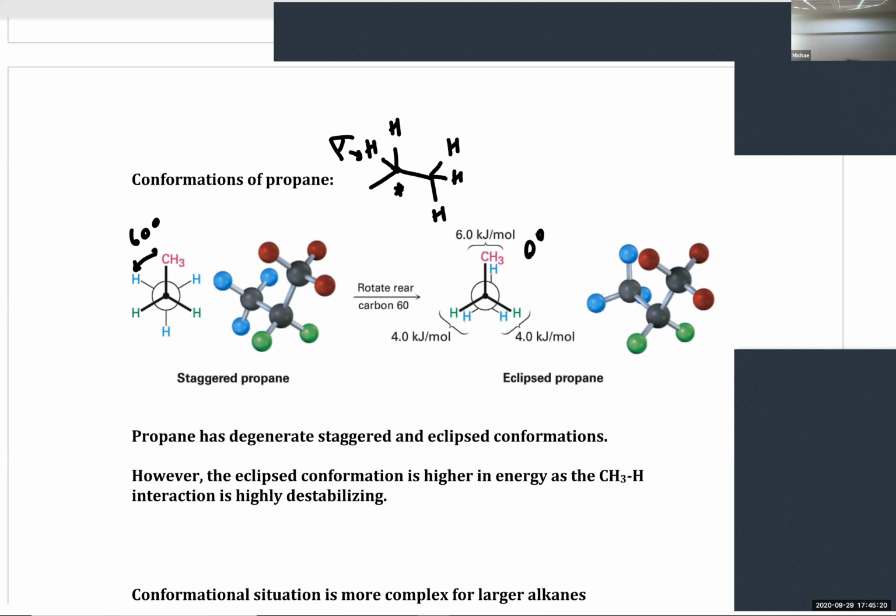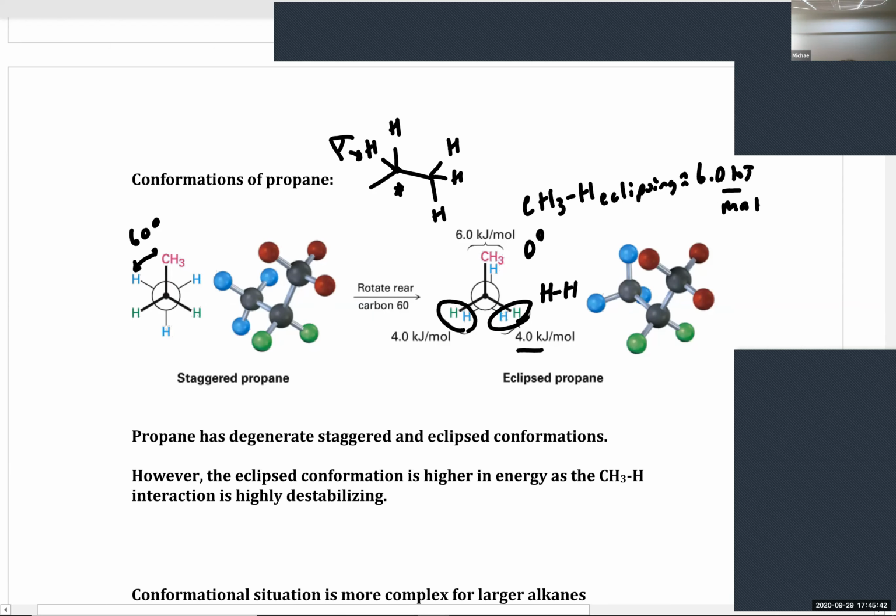Now, in terms of energetics, we know each of these hydrogen-hydrogen eclipsing interactions is 4 kilojoules per mole, while a methyl-hydrogen eclipsing interaction costs us approximately 6.0 kilojoules per mole. So in total, for this eclipsed conformation, we have 14 kilojoules per mole of torsional strain.